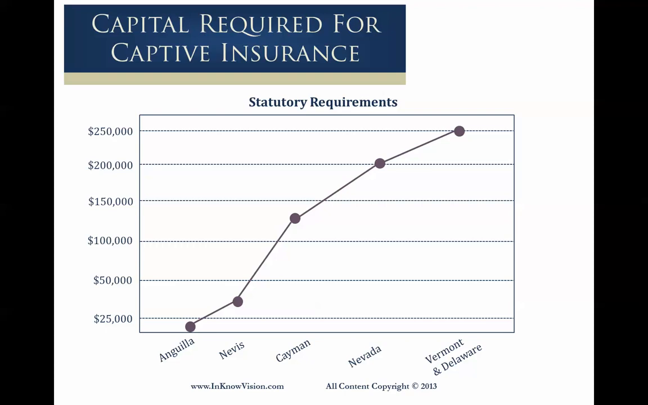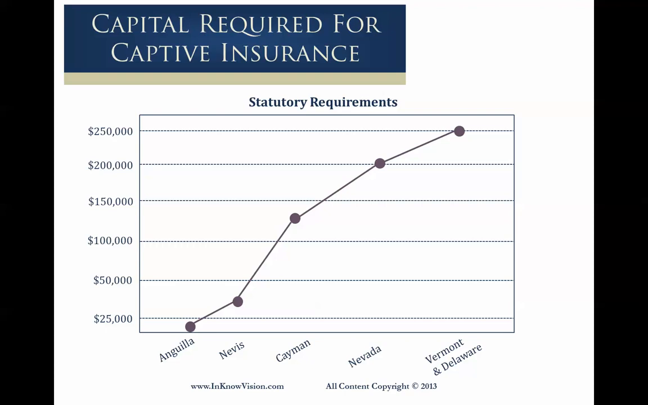In all likelihood, if you're using your own captive, your capitalization is going to be higher than the minimum. Now that's true in those jurisdictions. If you get over to Cayman, Nevada, you start to edge up over 100,000. Nevada's at 200,000. Vermont and Delaware are at 250,000. You can again have a great deal of choice in where you're going to locate your captive.